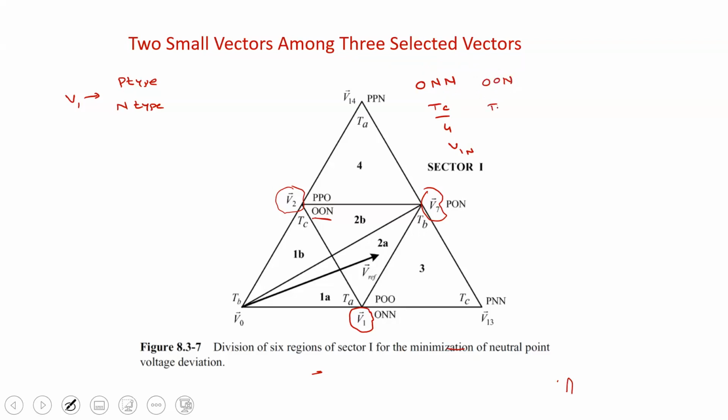And what is its time period? This is TA by 4. And this V2, this is TC by 2. So we applied the V2 N type. So what is the next one? What comes after this? V7. So how do you choose that V7? We have V7, P0N. How much duration is it? TB by 2. So we have the V7 vector. So what is next here?